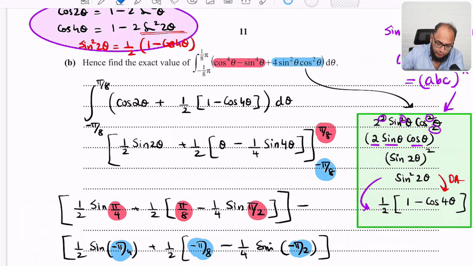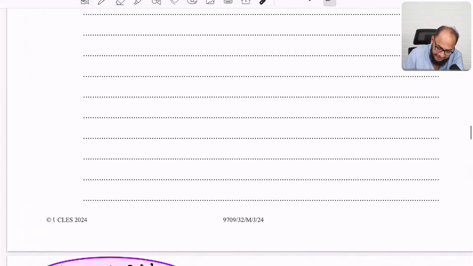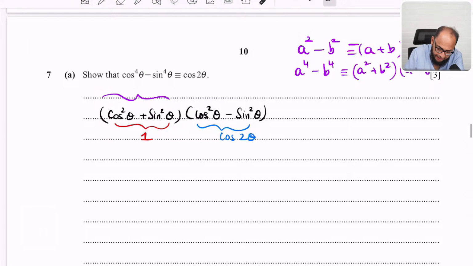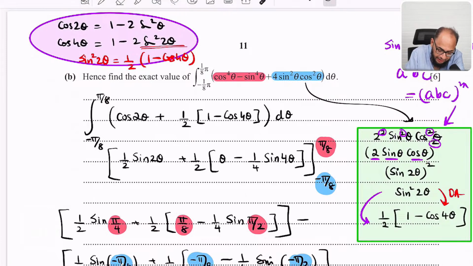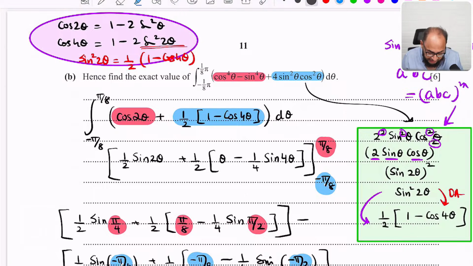So now this cosine power 4 theta minus sine power 4 theta. This thing, isn't this the same thing as this thing, cosine 2 theta? This thing is this thing. So this orange one, let me just change over here. This orange or reddish one, that is this. And this bluish one, that is this. That's how the conversion took place.